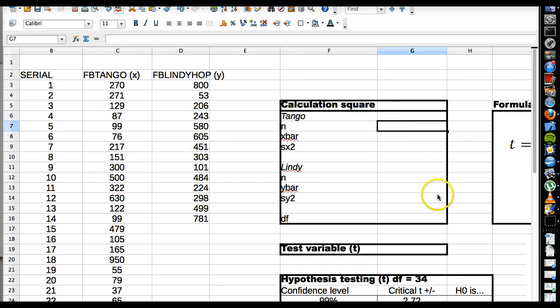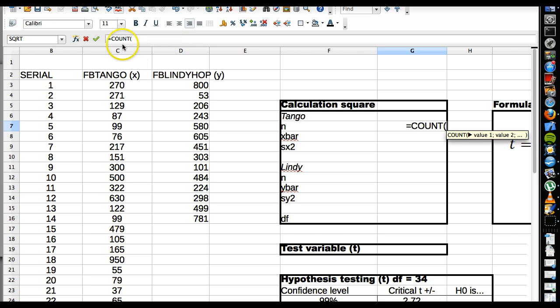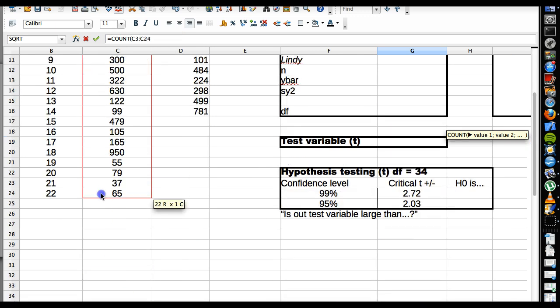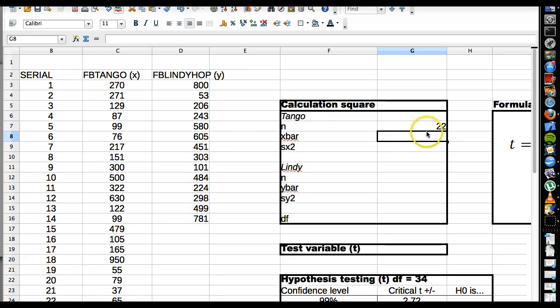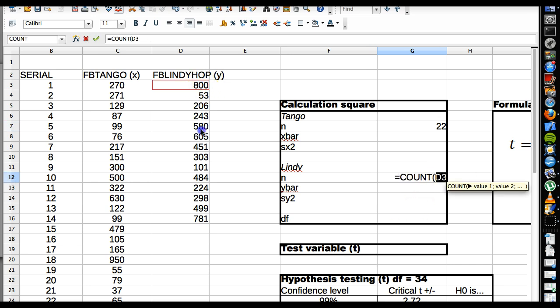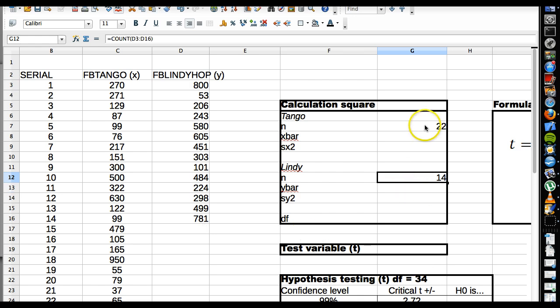So let's start calculating. I'm going to need my sample size of the Tango dancers. That's part of our uncertainty. And I get that we have asked 22 Tango dancers about how many friends they have on Facebook. In the case of Lindy Hoppers, I count that, and I find that we have asked 14 Lindy Hoppers on how many friends they have on Facebook. So these are our sample sizes. They're pretty small. Using the t-distribution makes sense.